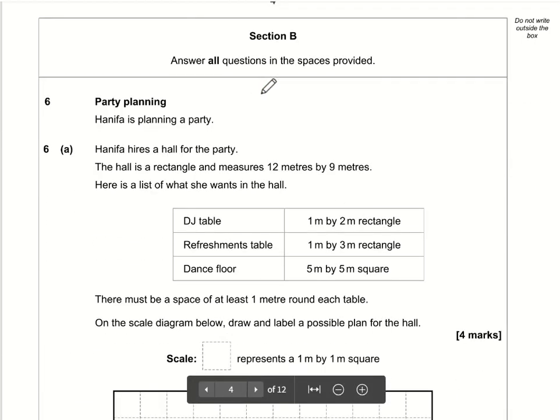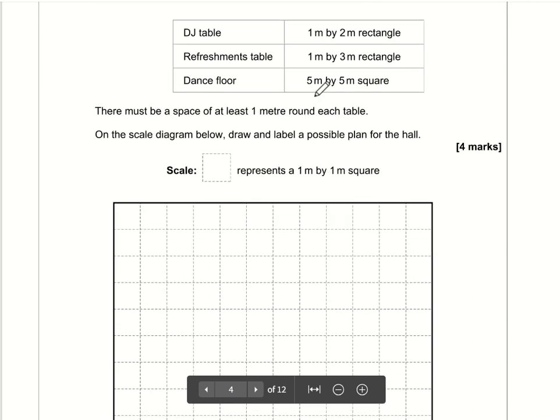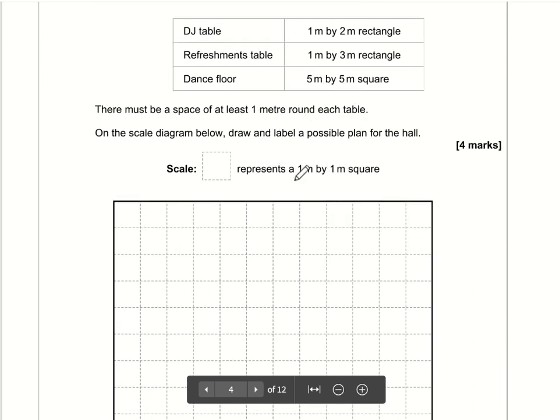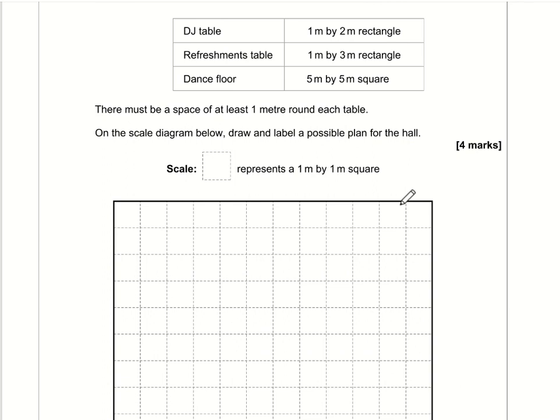Okay, let's look at section B. So we know that, nice and easy, all of these are 1 meter by 1 meter, and we need to make sure that there is a space of at least 1 meter around each table. So I can't just stick the DJ table right in the corner. I need to make space. I need to make sure there's a 1 meter by 1 meter space all around it.